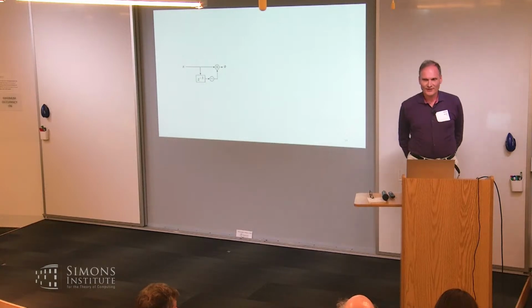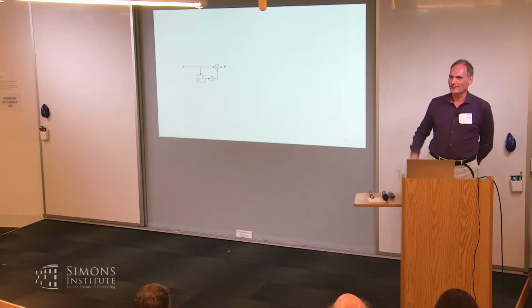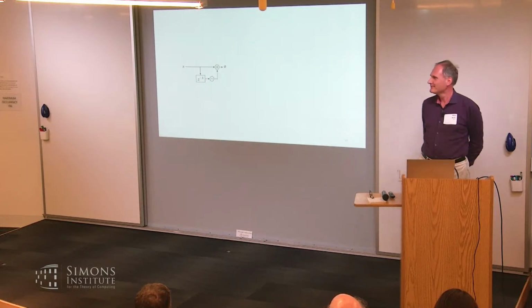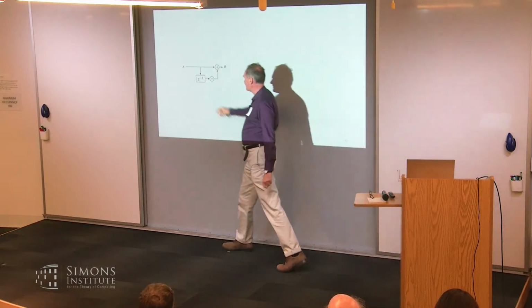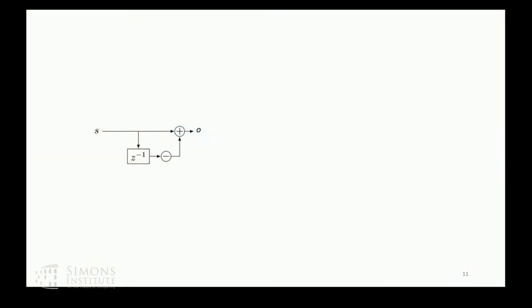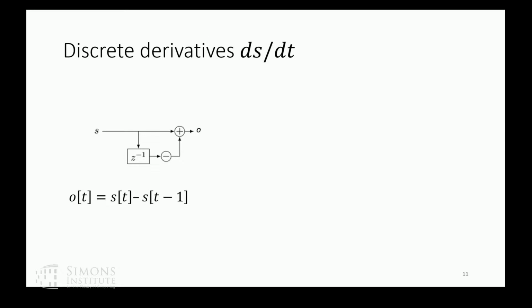So anybody want to venture what this does? Well, you're not allowed to say anything. So let's look at it a little bit. We have a stream. We delay it. We negate it and add it to itself. You can write a simple equation: the current output is the current input minus the previous input. And this is nothing but a discrete derivative.